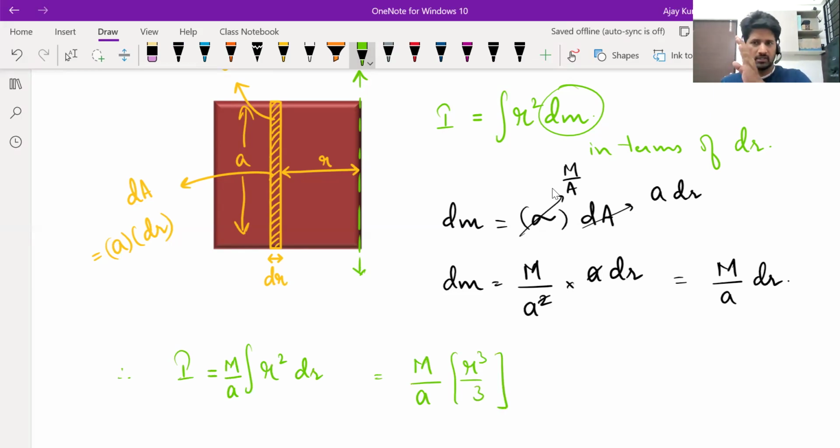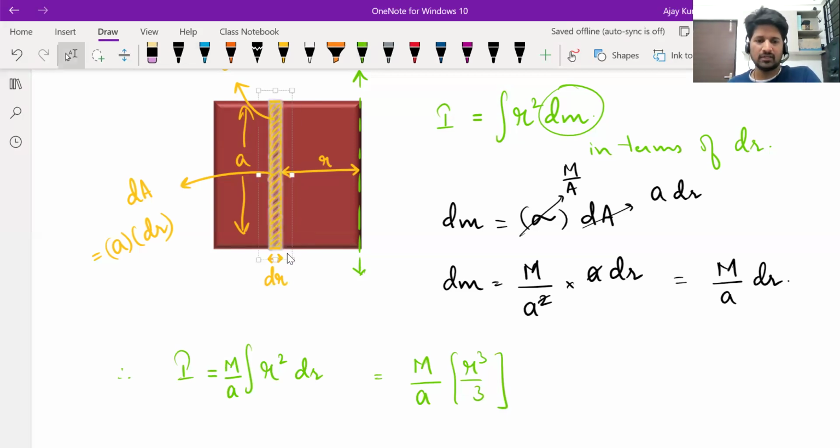Tell me, if you want to cover the entire square, small r should vary from which value to which value? Anyone else? 0 to r, sir. Where is r? I'm asking you the limits for r. Answer carefully. 0 to? Sir, is it a? It is a.